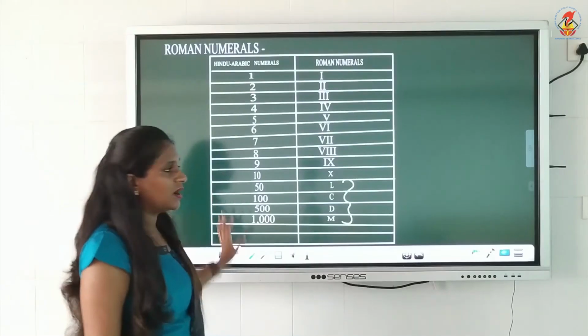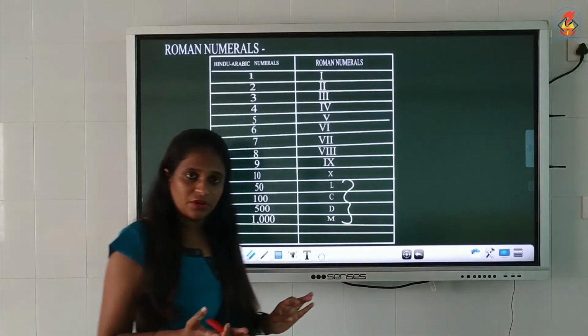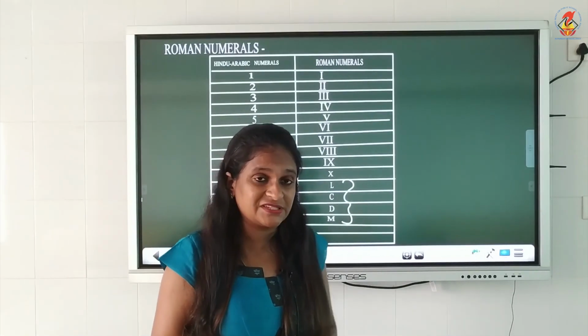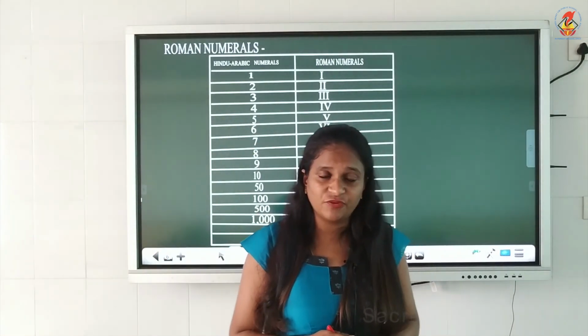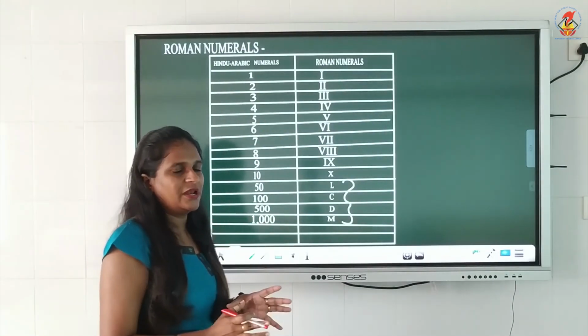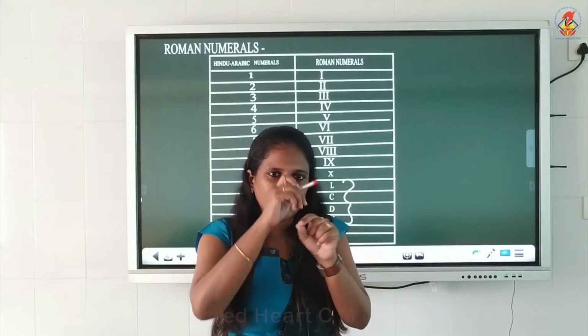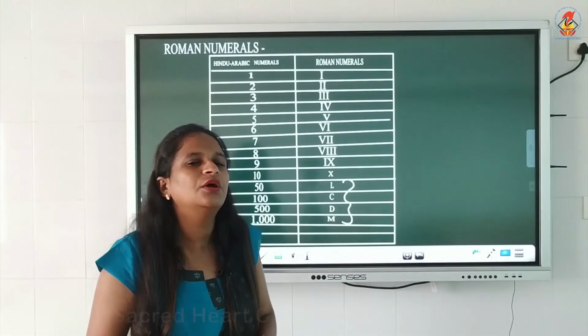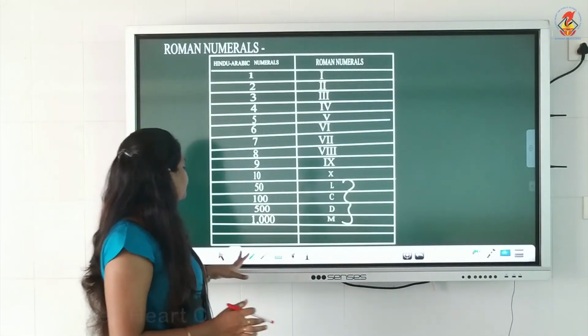So just learn this by heart, and you have a question in your worksheet. Match the following. Try to do it yourself. Just match it. There is not enough space in that worksheet, so just try to match up using a scale. Don't put it here and there.